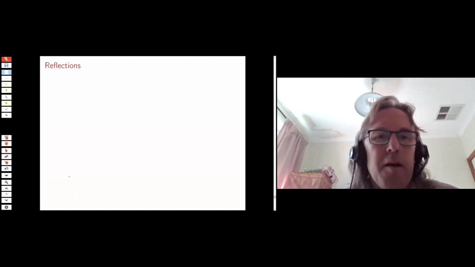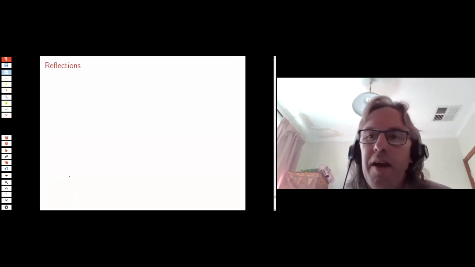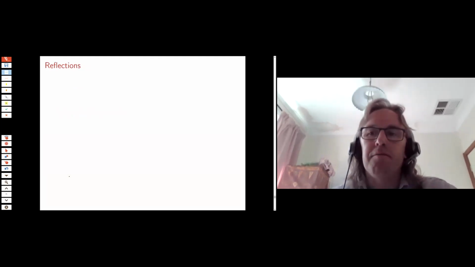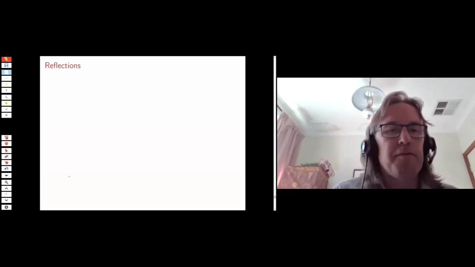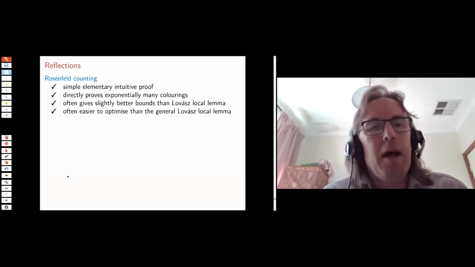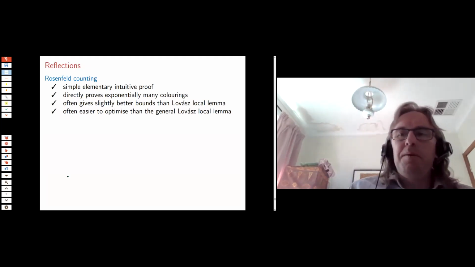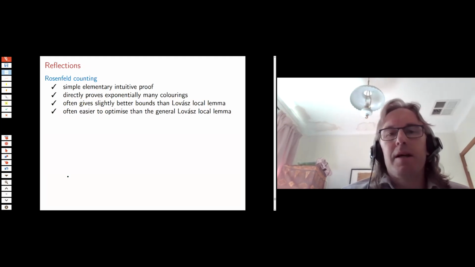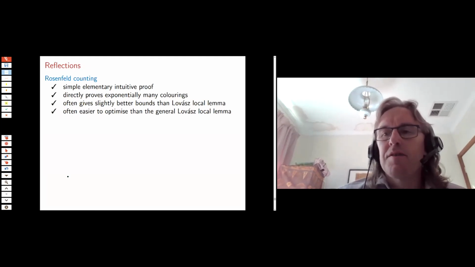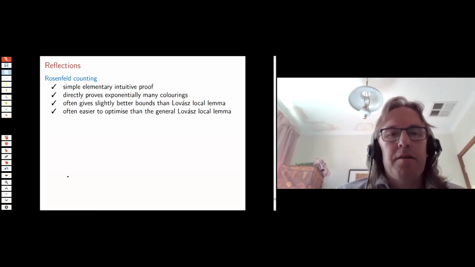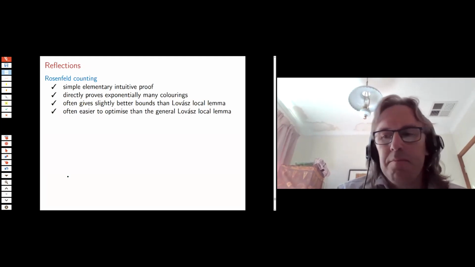Okay, let me have my last slide. Let me just reflect and compare and contrast various methods that are applicable for this sort of problem. So Rosenfeld counting is what I've talked about today. I think the big advantage is that it's a very simple, elementary, intuitive proof, something you could teach to undergrads. As a bonus, it gives exponentially many colorings.